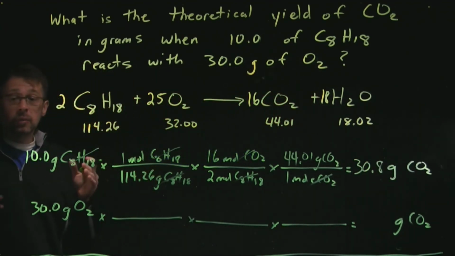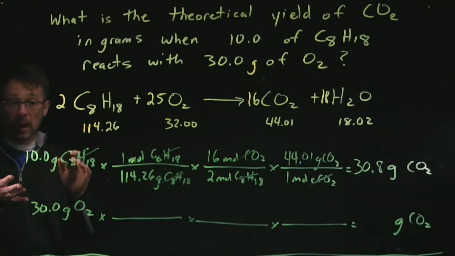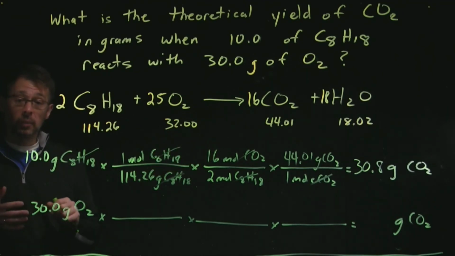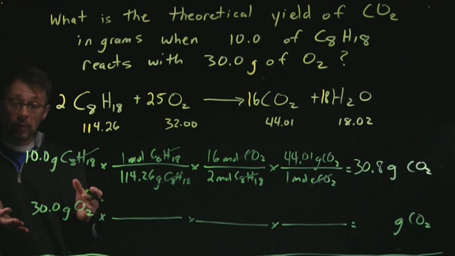So in a sense, this would actually tell you if the problem was written 10 grams of octane reacting in excess of O2, you would make 30.8 grams. But you don't know if you have an excess of oxygen yet, because you need to figure out, of that 30 grams that you have, how much carbon dioxide it would make.